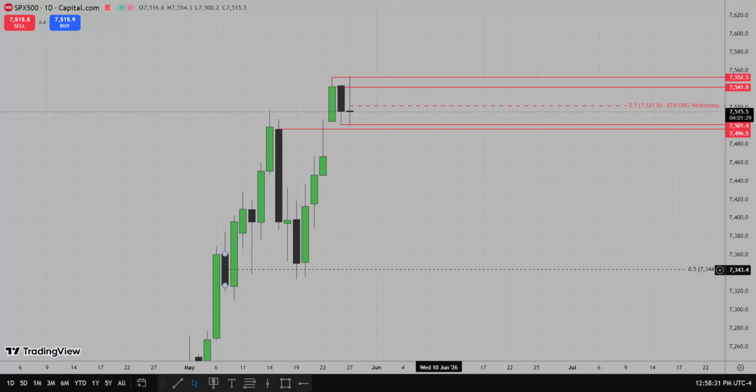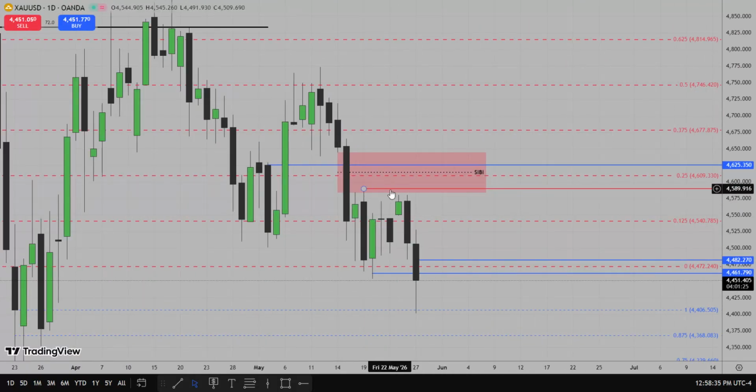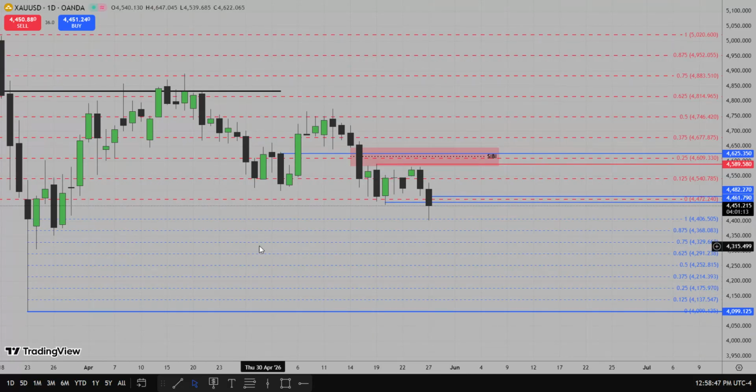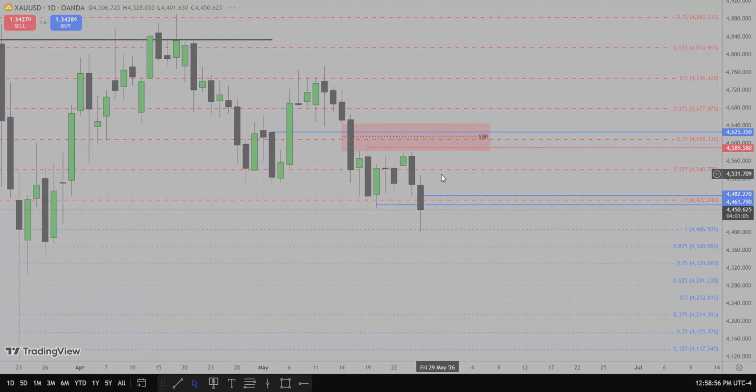Let me touch on gold here. You can see that we did not take out this high here, nor did we use this PDRA here. There's a sell side imbalance there. We have this beautiful delivery to the downside. Remember, I was talking about how I want to see price using this level there, 4099.125. That's what I want to see.